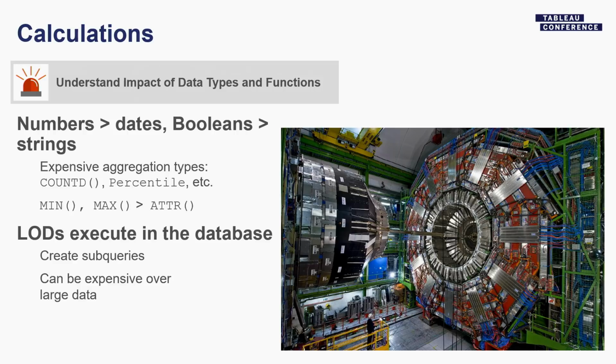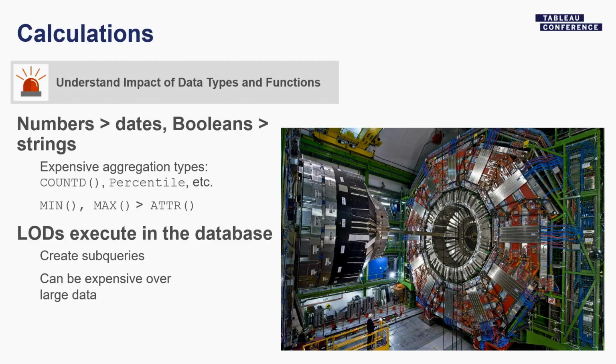Aggregate functions like count distinct can be quite expensive, depending upon the database that we're talking to. Who uses attr, the attribute function? Probably you do and you don't realize it. I see a lot of people with attr sprinkled liberally all over their visualization. Not many people realize that an attr is really an if statement.